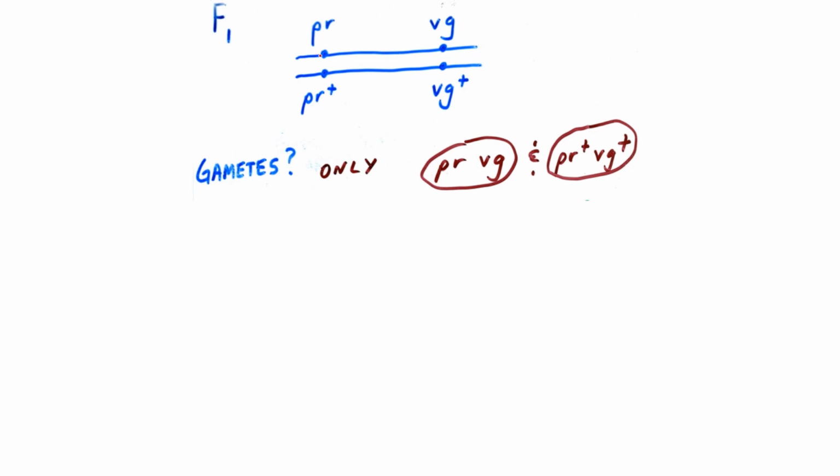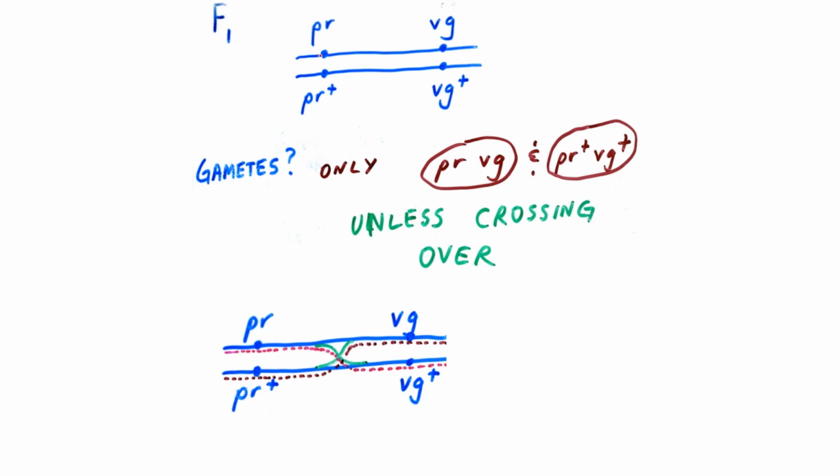So this is what the F1s would look like from Morgan's first cross. They're double heterozygotes. It's still PR, PR plus, VG, VG plus. But we expect only PR VG gametes and only PR plus VG plus gametes, only 2 types of gametes. Therefore, when we do the test cross, half of them should show recessive traits for both, half of them should show dominant traits for both, and that should be it. Unless there's some crossing over.